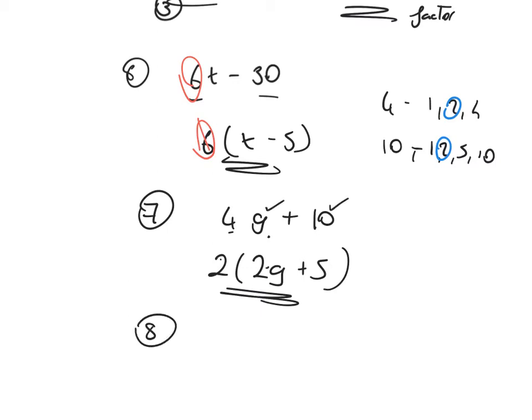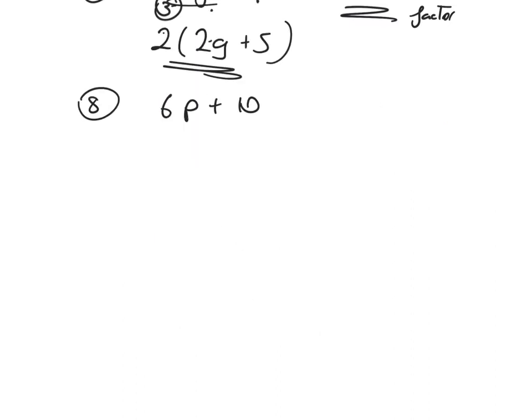Let's take down example 8, which is going to be 6p plus 10. Okay, factors of 6, 1, 2, 3 and 6.